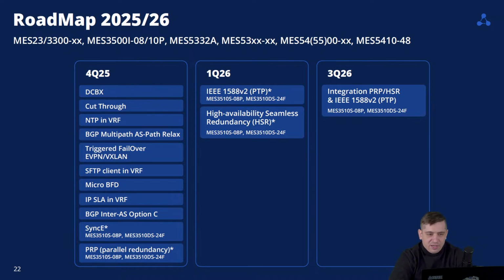Such protocol like 1588 version 2, also known as precise time protocol, will also be implemented on the mentioned switches, along with high availability seamless redundancy HSR. And finally, in third quarter of 2026, the final stage of integration of PRP and all the time protocols shall be put on the switches.